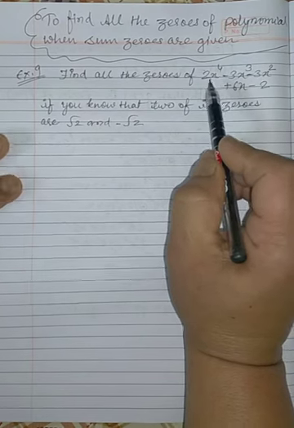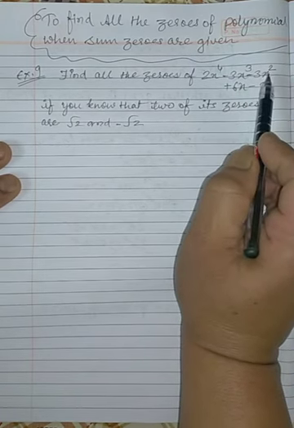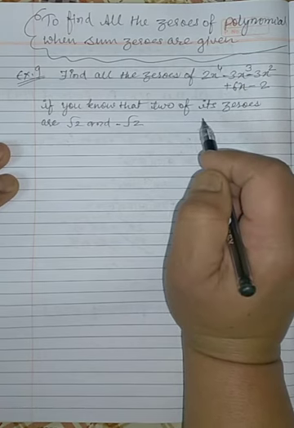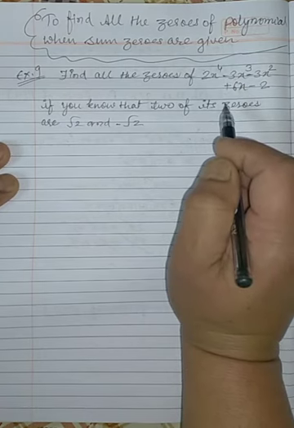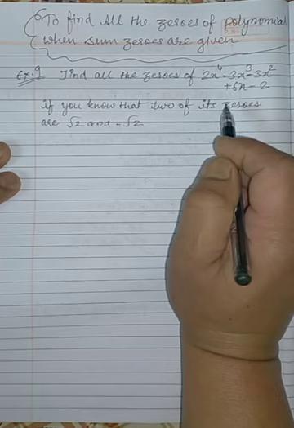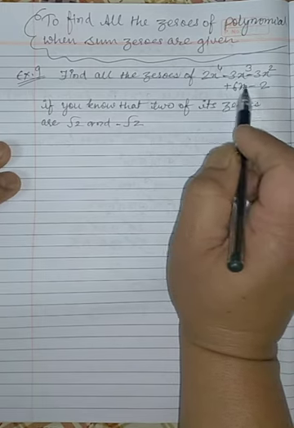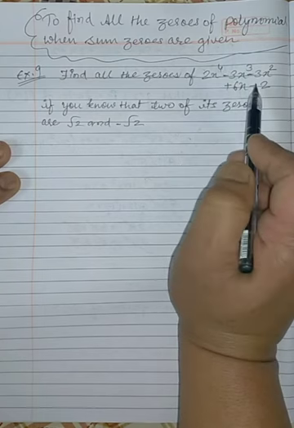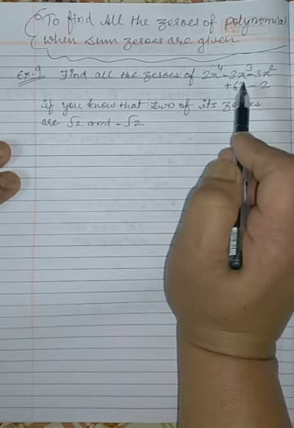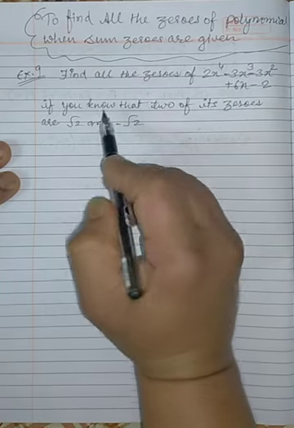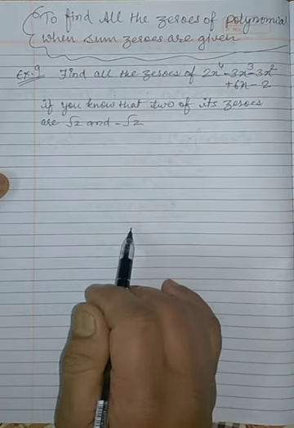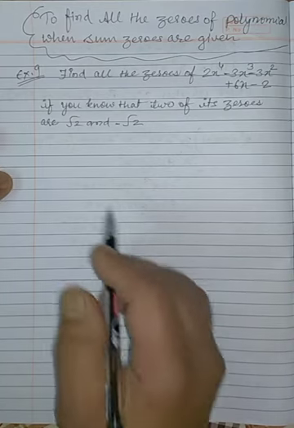As you can see here, in this polynomial the highest power, the degree of the polynomial, is 4. And we know that a polynomial has exactly as many zeros as its degree. That means if the degree of this polynomial is 4, it has 4 zeros. Now out of 4 zeros, 2 zeros are given, that is root 2 and minus root 2. So we will find out the other 2 zeros.